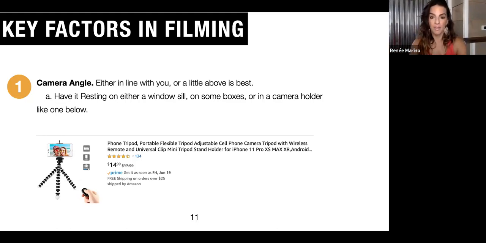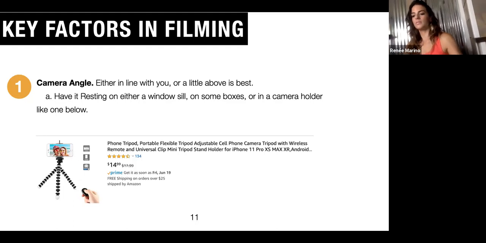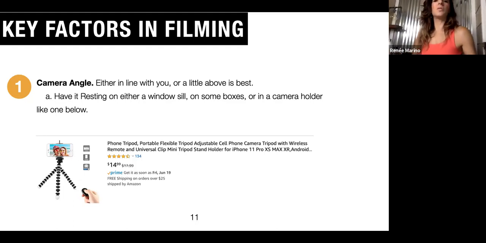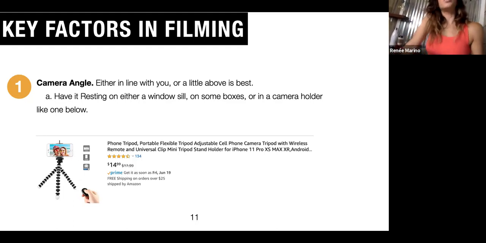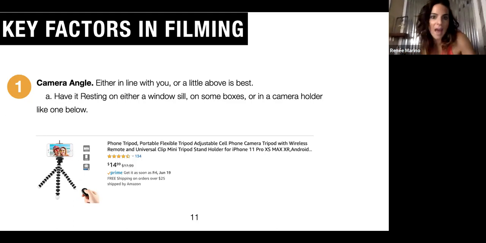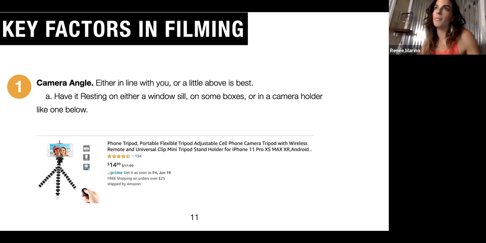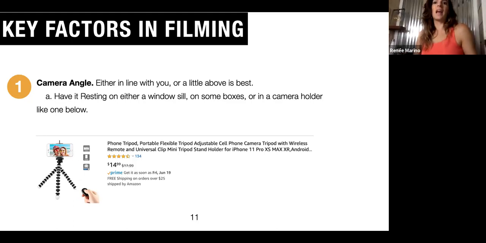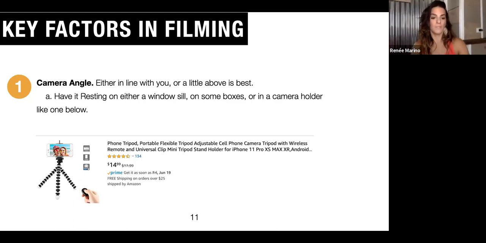Don't do this. Hi guys, Renee here. Hope y'all are doing well. Please don't ever have the angle below. Doesn't make any of us look good. It's like all of a sudden as the audience, we're looking up to you. It's just weird, okay?